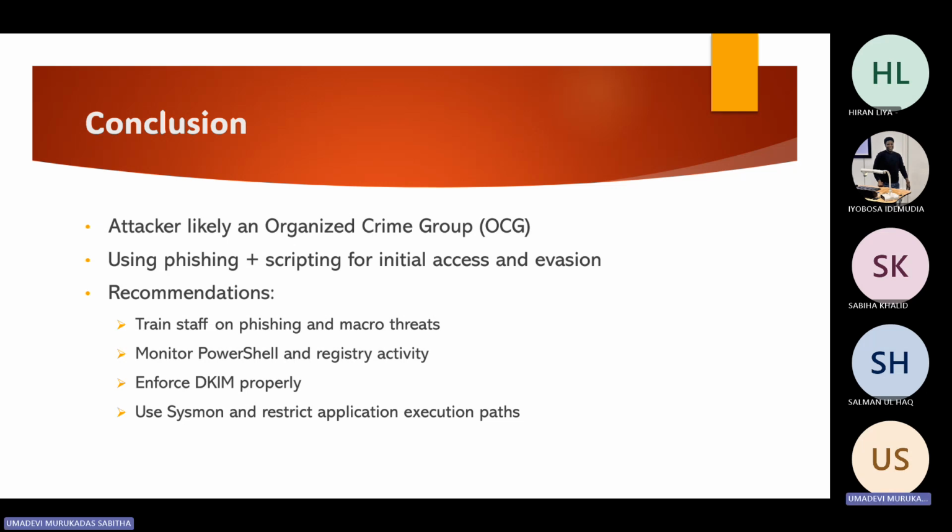In conclusion, the attacker likely belongs to a well resourced organized crime group using technical expertise to target employees via phishing. The use of evasion techniques like macro obfuscation and spoofed headers shows a deliberate attempt to bypass defenses. To prevent such attacks, I recommend implementing staff training on phishing and macros, enforcing DKIM properly, and using monitoring tools to track PowerShell or scripting activity within the network.